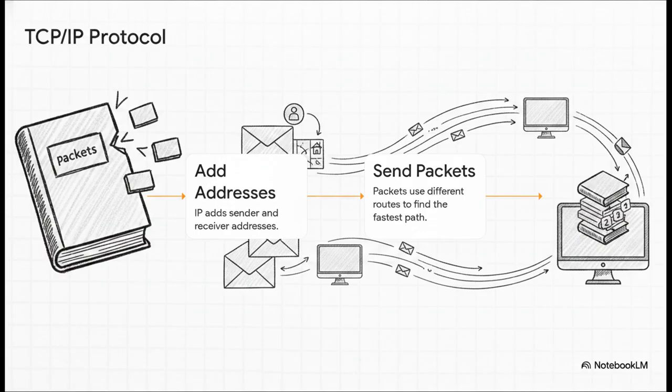First, TCP breaks your data file into tiny units called packets. Second, IP adds the sender and receiver IP addresses, plus a packet number so things stay organized. Third, these packets are sent zooming across the network. And finally, the receiving computer checks the packet numbers to reassemble the data in perfect order.